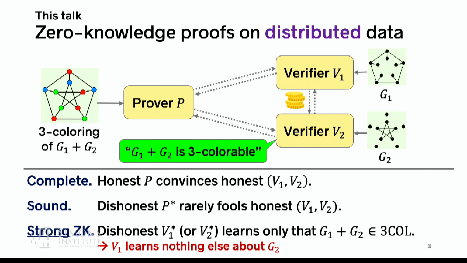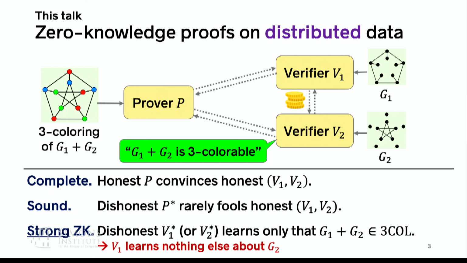In the zero knowledge case, it doesn't actually matter whether V1 is Byzantine or not. All it's saying is that no matter how V1 deviates from the protocol, it can't learn anything beyond the input that I gave it, and the fact that the graph is three colorable. Maybe it's asking what graph G2 is, which is not defined.